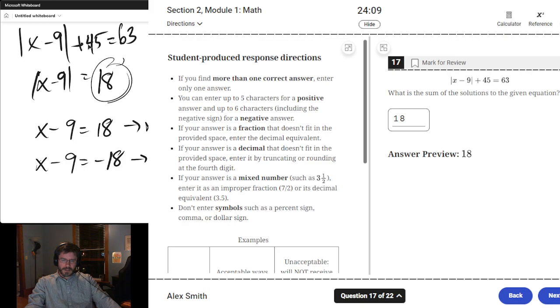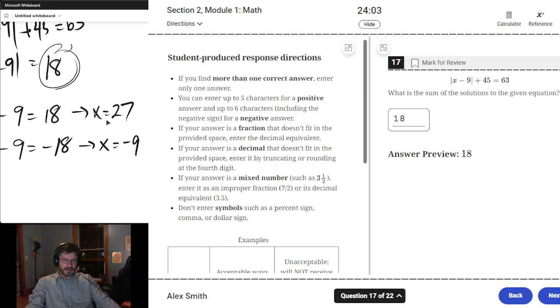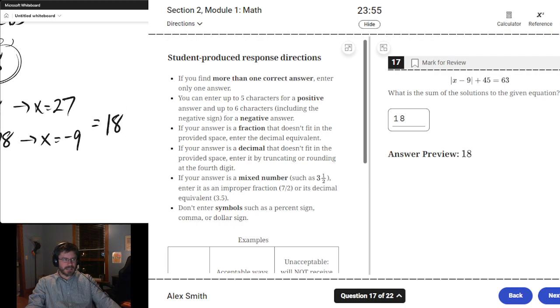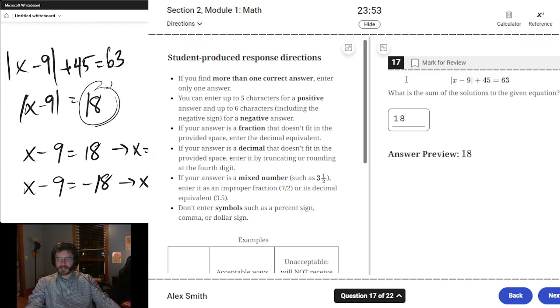so double checking our work, we subtract the 45, we add the 9 to get 27. We add the 9 again to negative 18 and get negative 9. 27 plus negative 9 is indeed 18, so the sum of solutions should be 18.